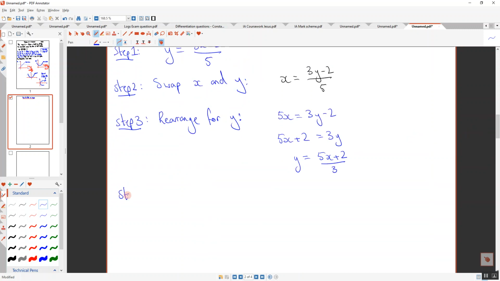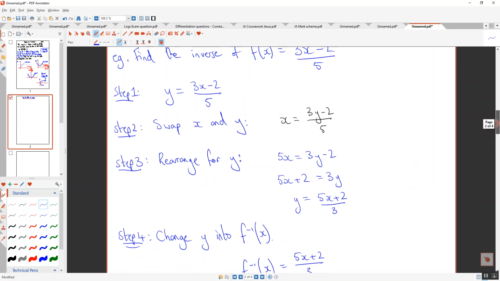Step 4, and the one that everyone forgets, and it's the easiest one. Change y into, because we've worked out the inverse, so we need to write it as f inverse of x. And if you don't do that, you lose a mark. So this is the inverse of this.